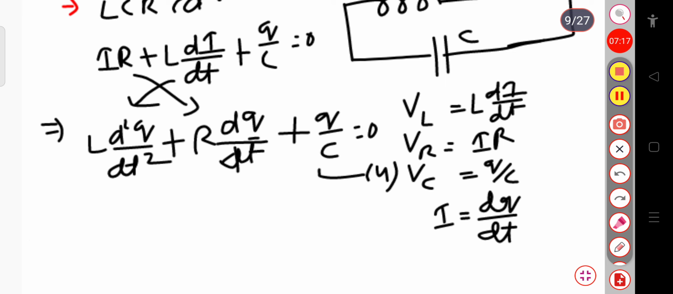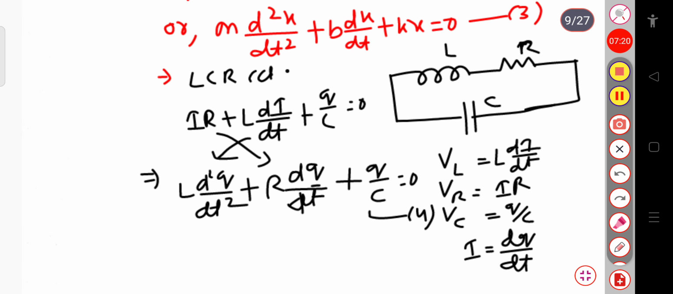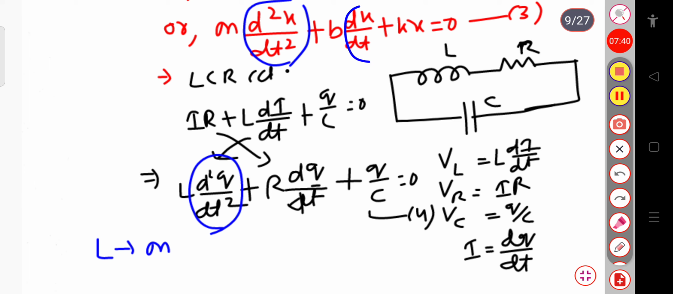Now if I compare these two equations, that is equation number 3 and 4, you can see for the second order derivative, d square x by dt square, if you compare it with the second order derivative d square q by dt square, then L can be compared with m. So here L is equivalent to m. And similarly, if you compare this dx by dt with the first order derivative dq by dt, then the coefficient is b, and here the coefficient is R. So R is equivalent to b.